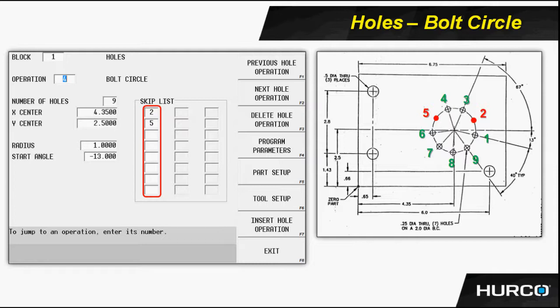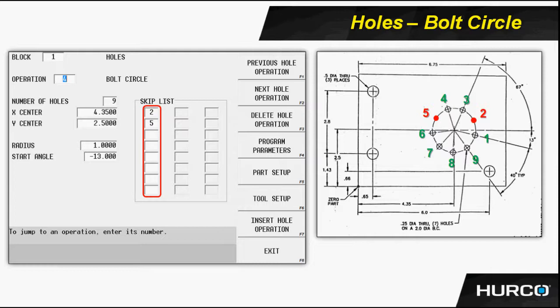I mentioned in the previous segment that it is very important to know where the first hole is located, because from that first hole we are then going to go counterclockwise. Every individual hole we will be able to count as a 1, 2, 3, 4, and so on. Knowing what number the holes we need to skip are is very important, because then we can simply put those numbers in the skip list and they will be omitted from the bolt circle.